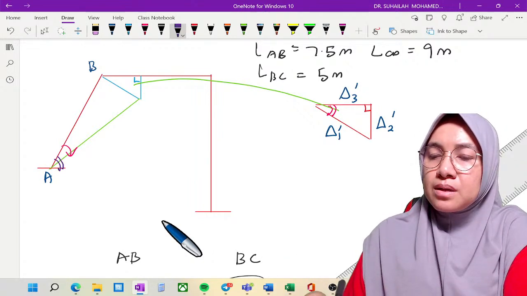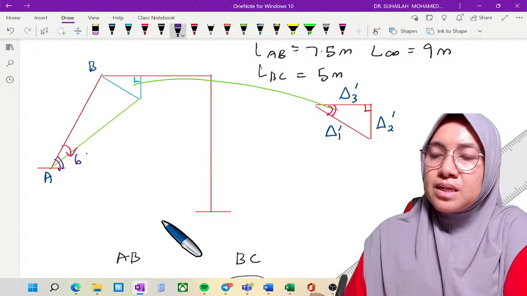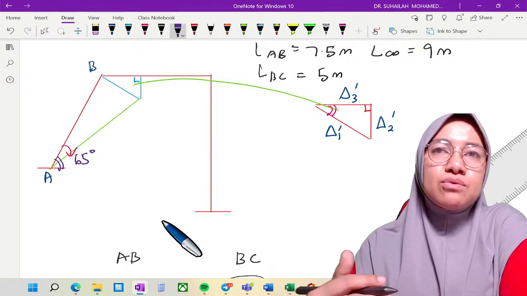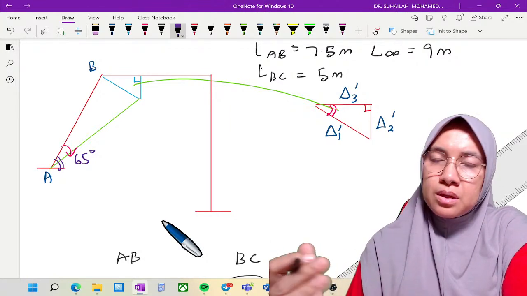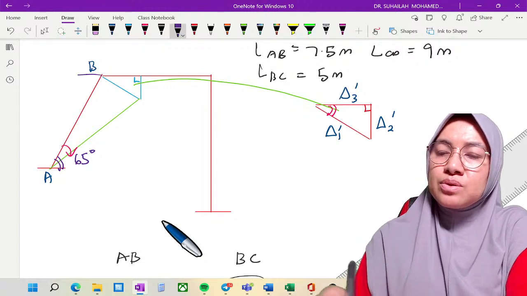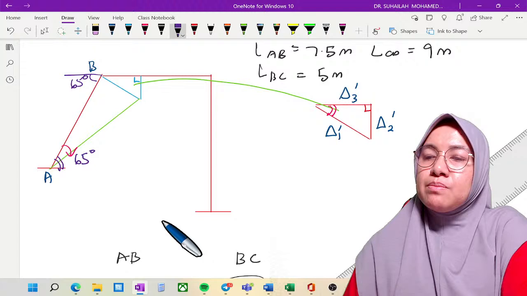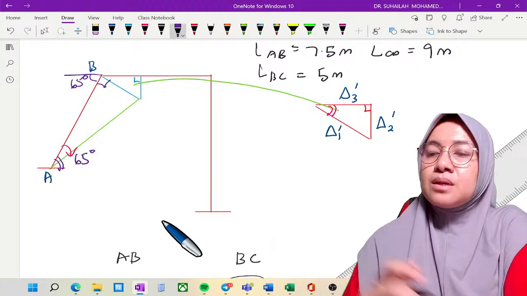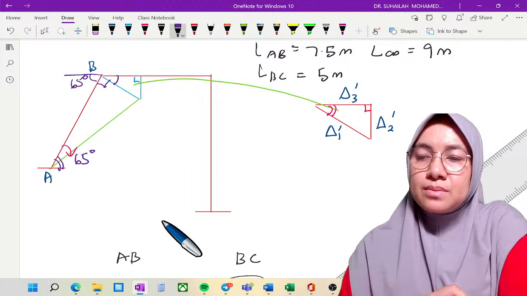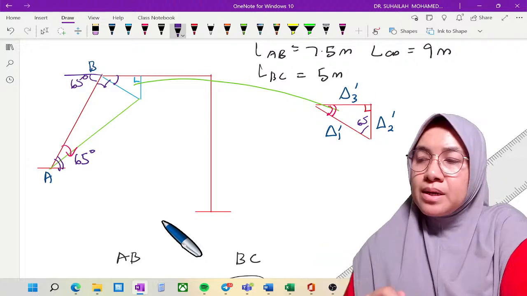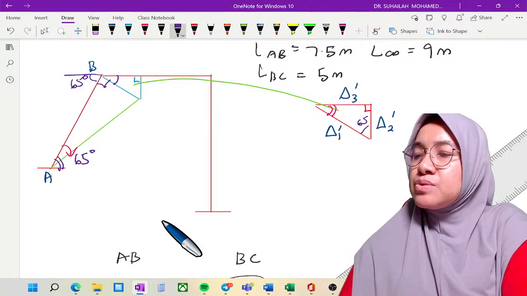Let's say this is 65 degree. We have to refer back to the mathematical concept about angle. If this is 90 degree perpendicular, what is this value? It doesn't matter, because actually this is 65. If you want to use that one, okay, or we can also use 90 minus 65.